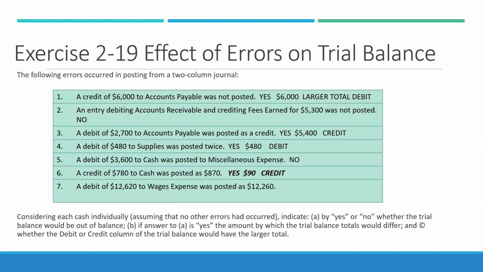And then a debit of 12,000 to wages expense was posted to the wrong amount. So once again, this is going to make our credits greater, but it was the wrong amount.